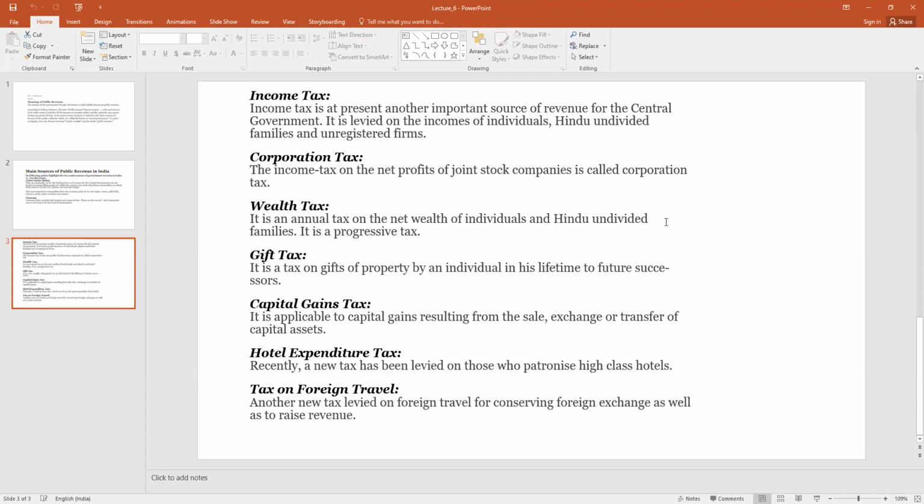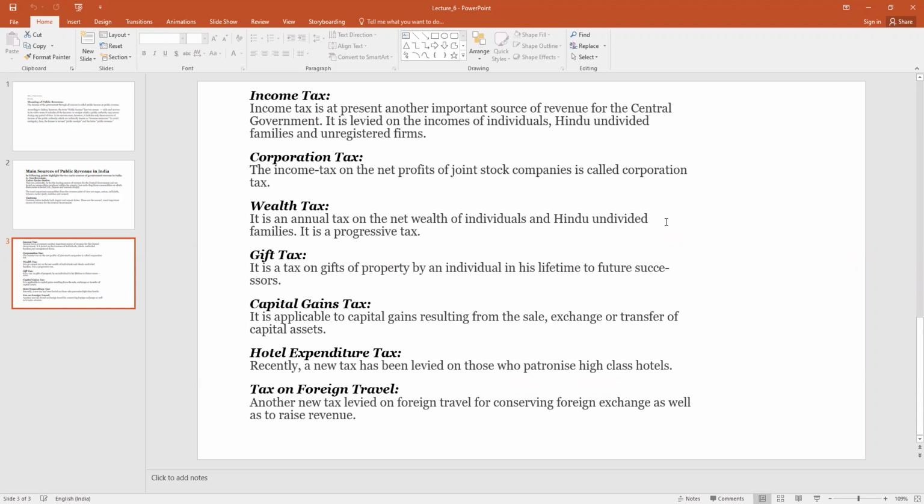The next one is the gift tax. If I earn income, then I have to bear taxes on income. And corporate profit, if I receive it from my corporate business, we have to pay taxes. Then if I generated some wealth, constructed some building, created some asset, for that also I have to pay taxes. Yes, of course. Even if you get any free gifts, it is a tax on gifts of property by an individual in his lifetime to future successors.